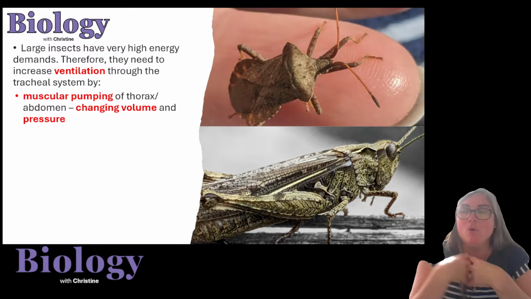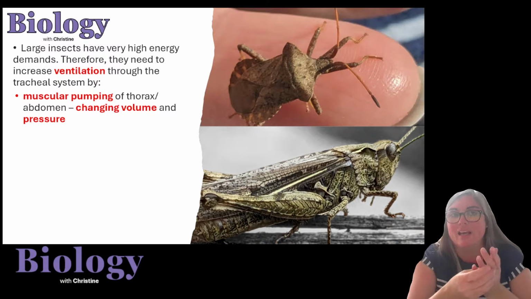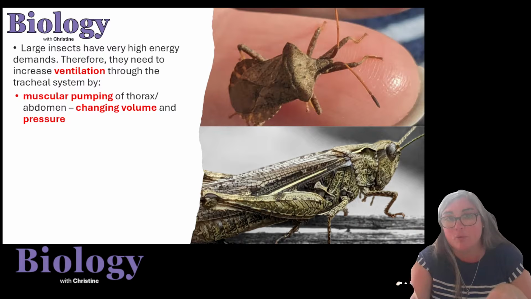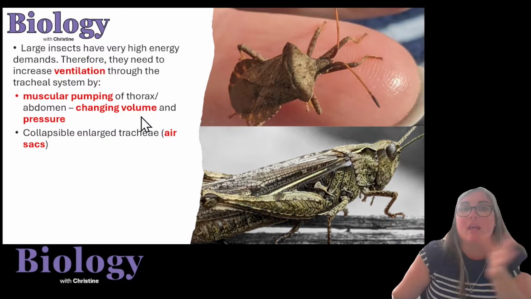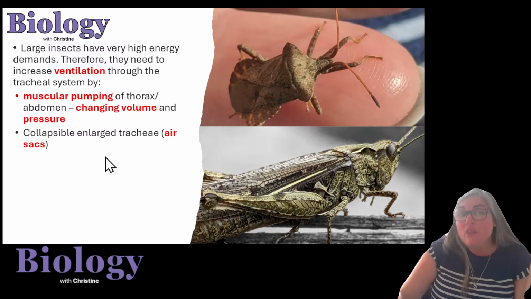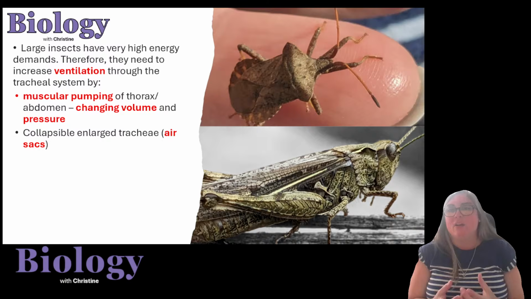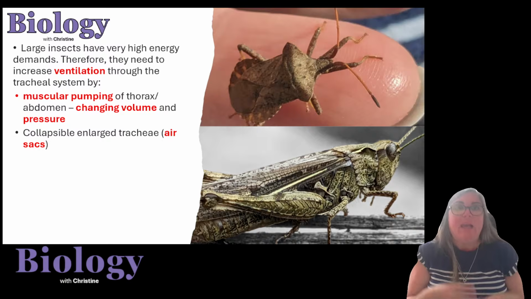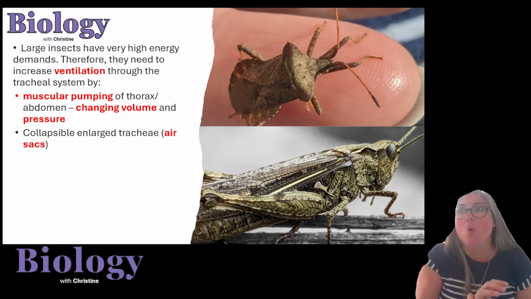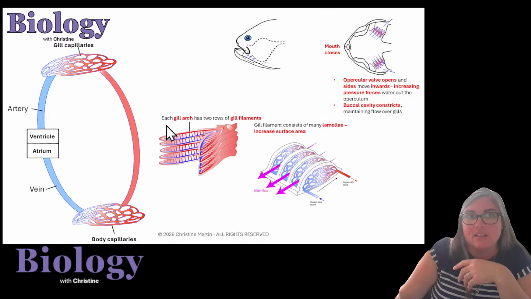Whether we're talking about mammals, insects, or fish, it's important we understand that it is about us changing volume, which would therefore change the pressure, and that would therefore make that movement of air flow increase. They could have a collapsible enlarged trachea where they have what's known as an air sac. So they fill the air sac up before they fly. As they're flying, they can then collapse that air sac down, which pushes the air to the cells, allowing that respiration to still occur.